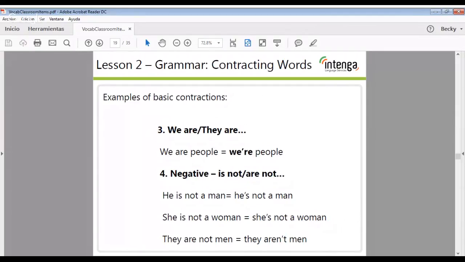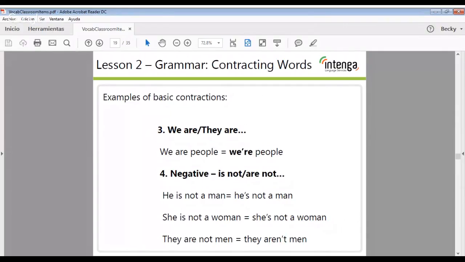He is not a man. Oh, he's not a man. So it kind of depends on the intonation of the sentence and what word you're going to emphasize. Does that make sense? Okay. And the same as she is not a woman, she's not, or we can say she isn't. Okay, a woman. And again, that's perfectly fine. And then in the last one, they are not men, they aren't men. And again, we could say they're not men.